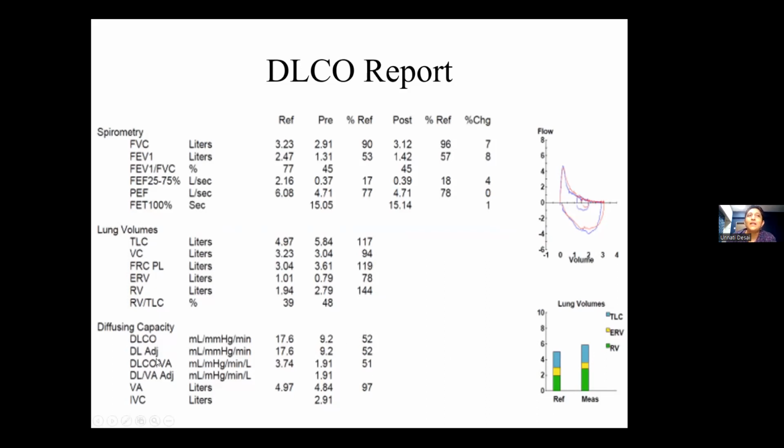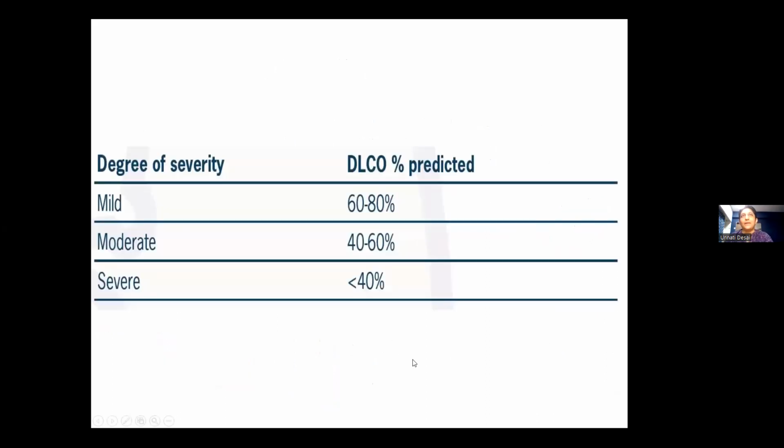The DLCO is often adjusted to the hemoglobin of the patient, but still you see, this is like the case that I described, who was admitted with me. So though the FVC is normal, the DLCO is impaired. A DLCO is classified as mild, moderate, or severe impairment: 60 to 80 is mild, moderate is 40 to 60, and less than 40 is severe.